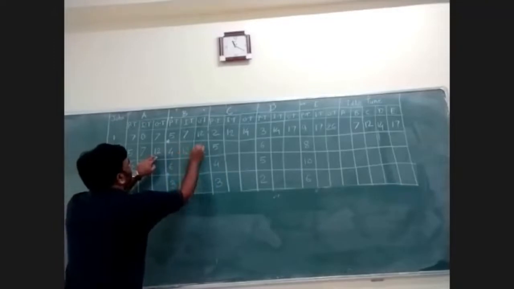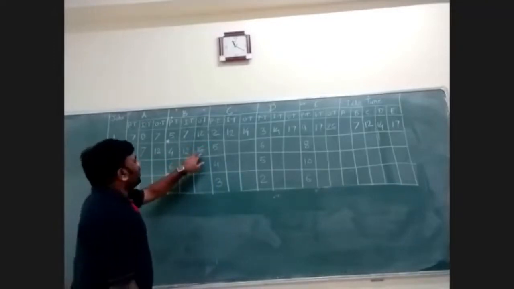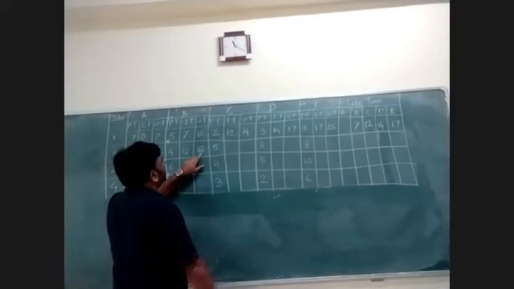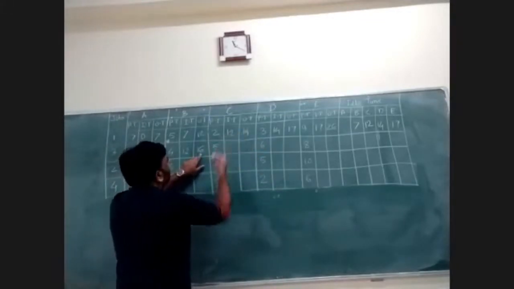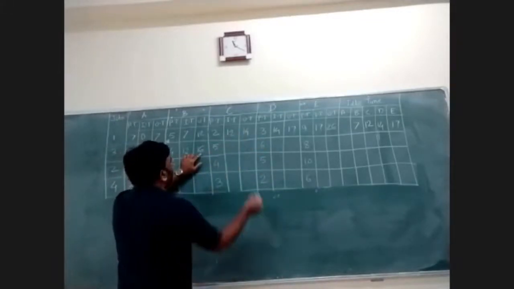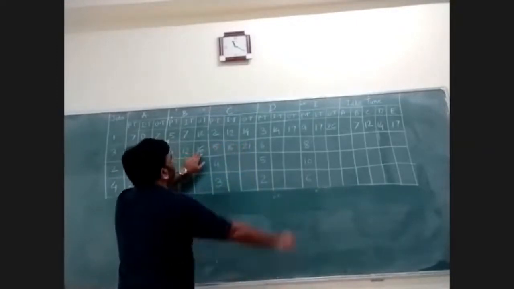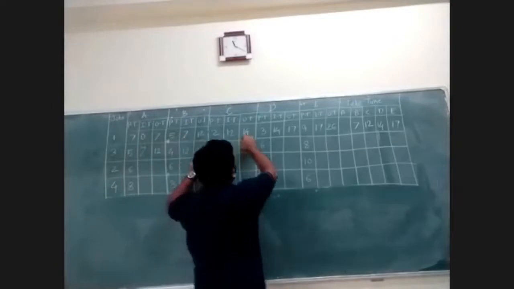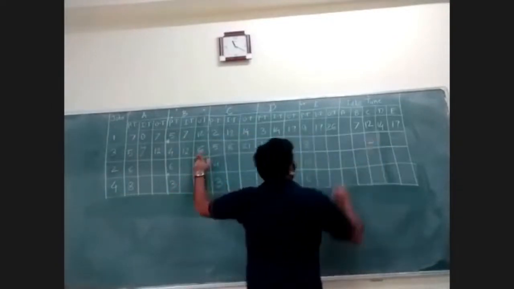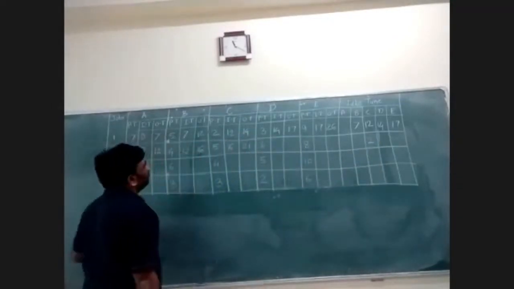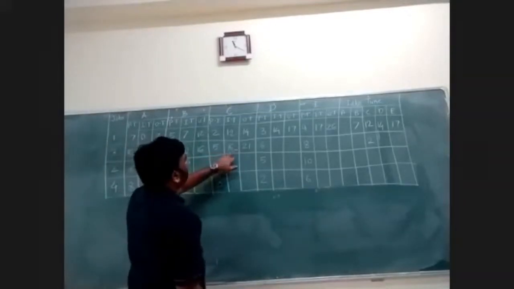So 12 plus 4 is 16. Here the job is finishing at 16, but the machine was available at 14. The machine will have to wait, will be taking 16 plus 5 equal to 21. The machine will wait for 16 minus 14. So that is for 2 units. So next day we have 21 and 17.